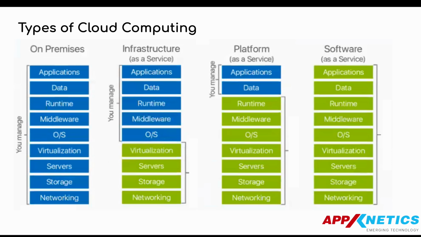The next is platform as a service. Everything is managed by the cloud. The only thing you have to manage is the application and the data. The best example of this service is Elastic Beanstalk, as I explained. The next is software as a service. Everything is managed by the cloud, so you just need to use those services.